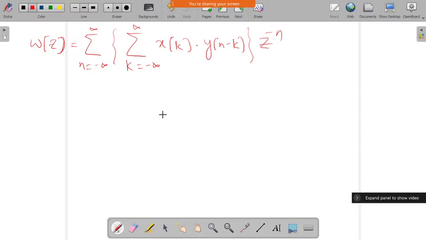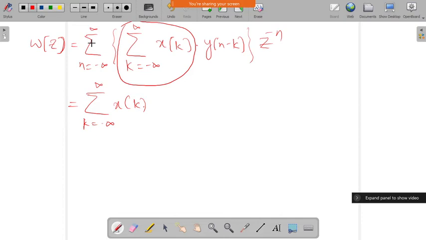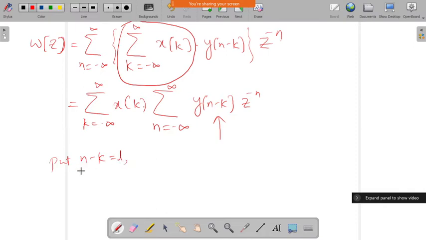Now I will just interchange the summation. I take this one outside: summation k equal to minus infinity to plus infinity of x of k, and I take this inside the summation n equal to minus infinity to plus infinity of y of n minus k into z power minus n. Now I put a variable for n minus k. Put n minus k equal to L. Then what will be the n value? The n value will be equal to k plus L.